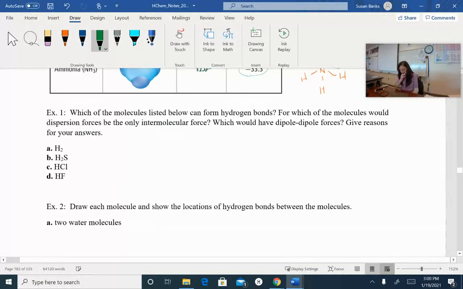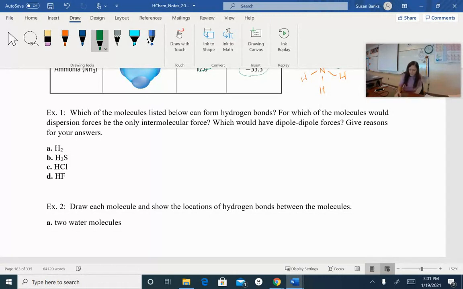So I want to go through and see if you can pick out which of the molecules listed below can form hydrogen bonds. Which of the molecules would have dispersion forces only, and which ones would have dipole-dipole. Okay, so take a minute, draw out the Lewis structures, look at what creates hydrogen bonds versus dipoles versus LDFs, London dispersion forces, and pick what intermolecular force is the primary force, because all of them have London dispersion forces. But which one's the primary force? Okay, take a minute. Okay, you ready to check?